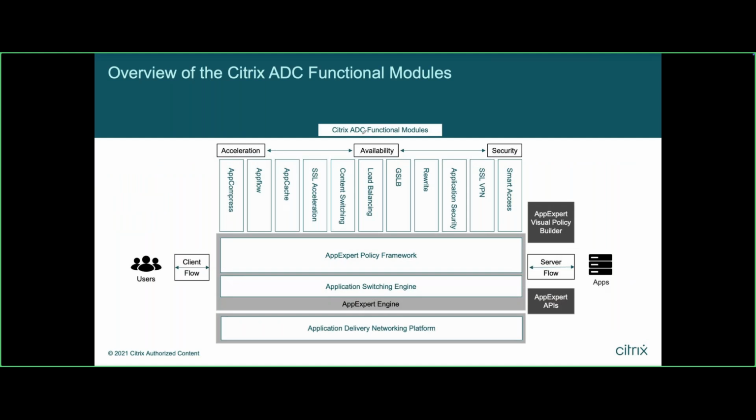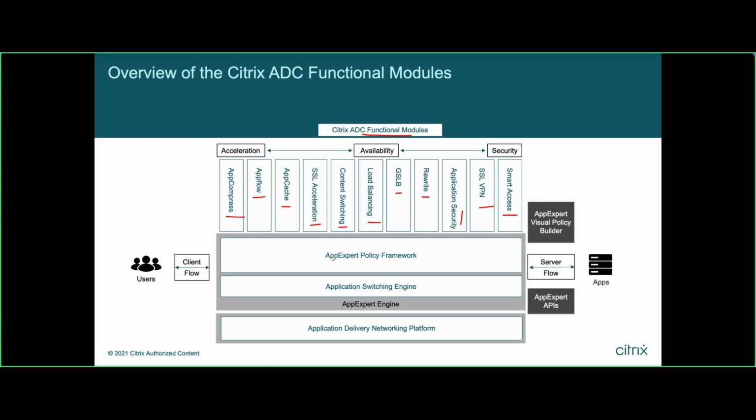These are the functional modules inside the ADC. It can do the application compression, it will do the app flow, it will do the application cache, it will do the SSL offload, it can do content switching, it can do load balancing, it can do global server load balancing, it can do a rewrite, let's say from HTTP to HTTPS, from one URL to another URL. It is going to have your WAF, application security. You can do an SSL VPN or a smart access.